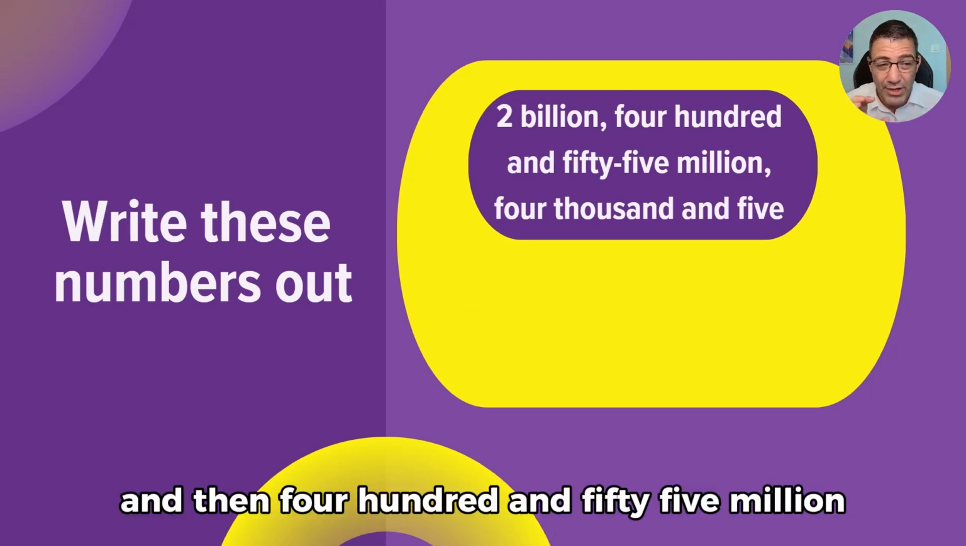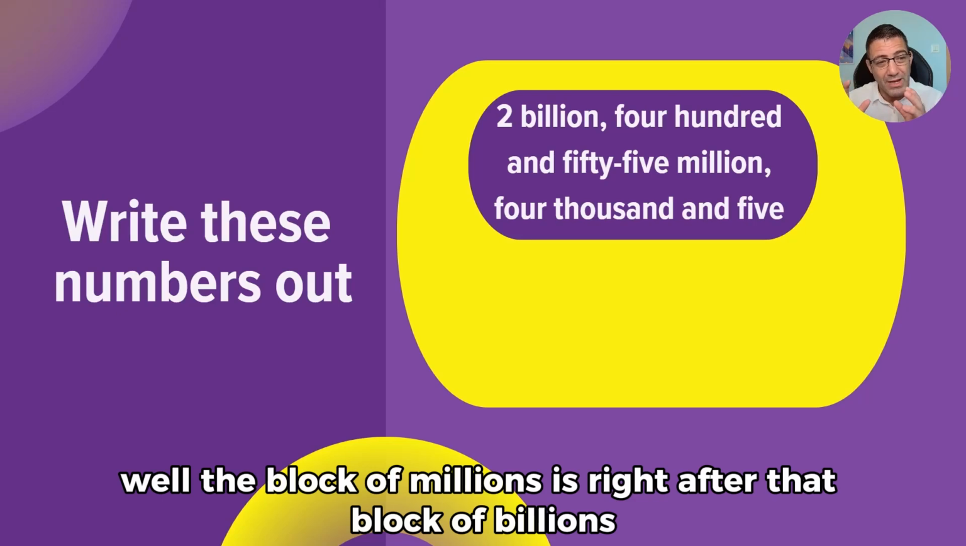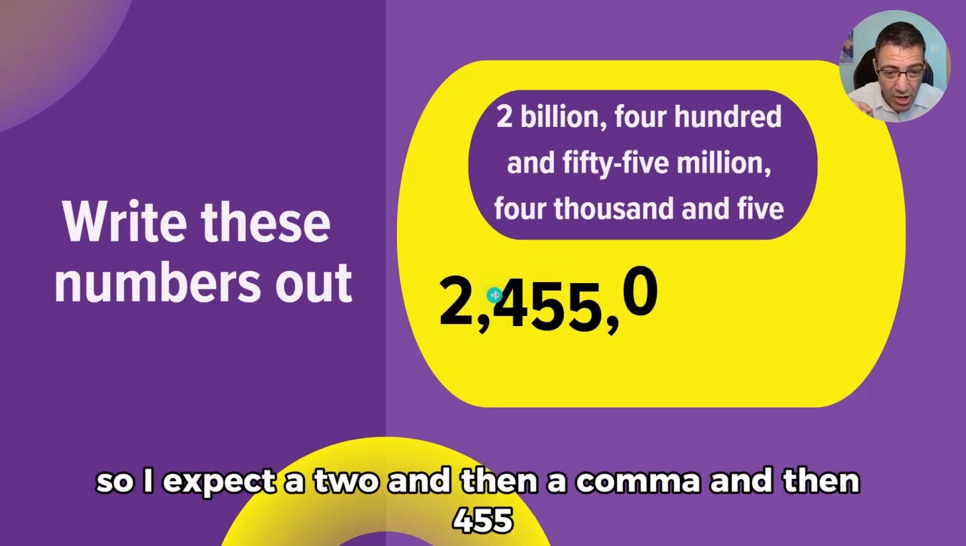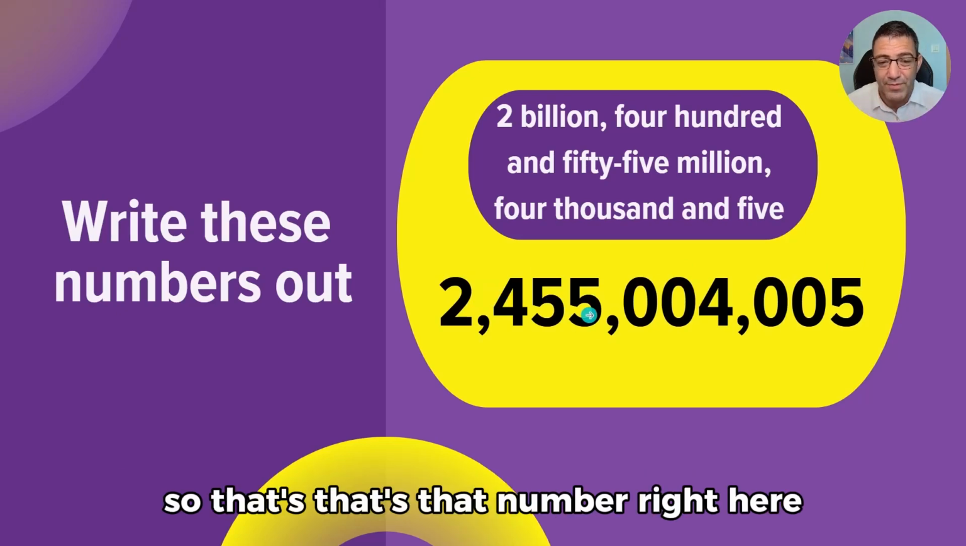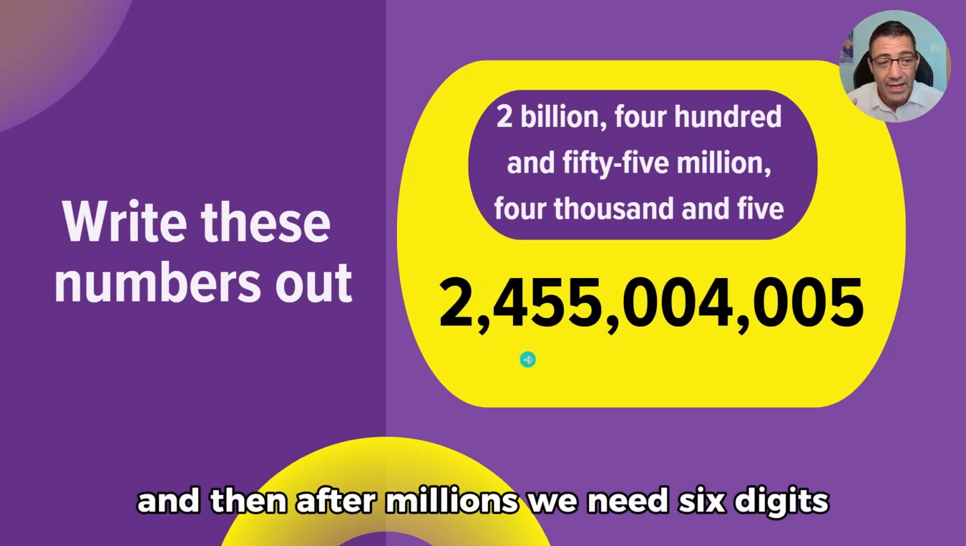And then 455 million, well, the block of millions is right after that block of billions. So I expect a 2, and then a comma, and then 455. So that's that number right here. And then after millions, we need 6 digits. So we're not finished.